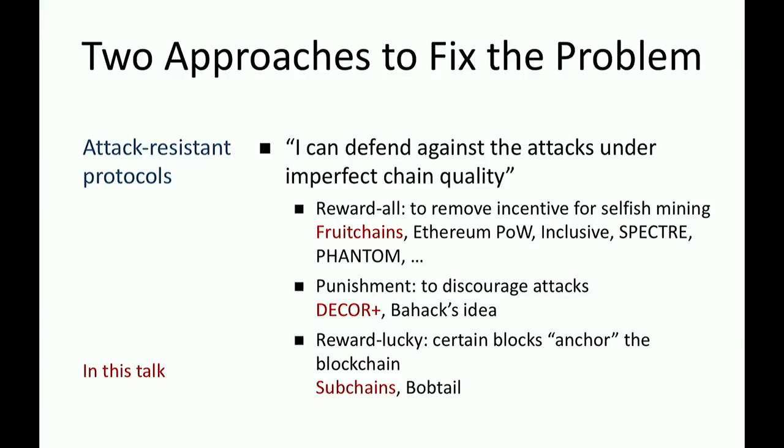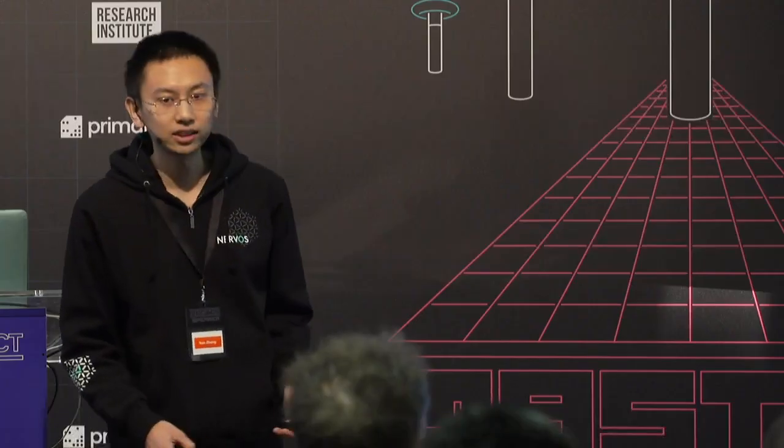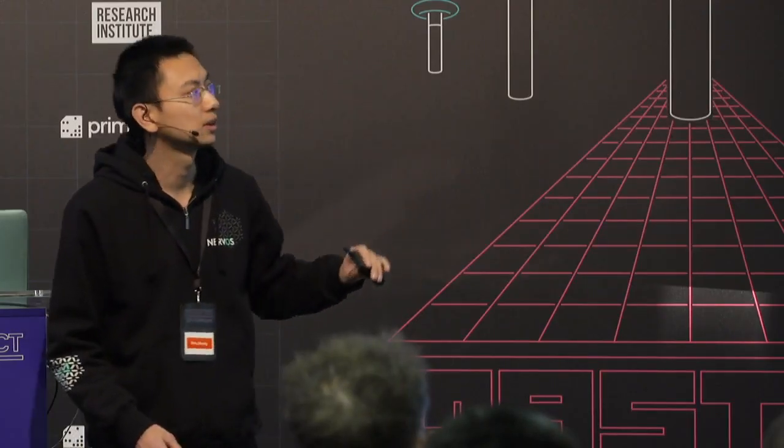The third one is called reward-lucky protocols. These protocols issue rewards to certain lucky blocks based on the block content, hoping that these lucky blocks serve as anchor points to stabilize the network. And let's take a deeper look at these protocols.